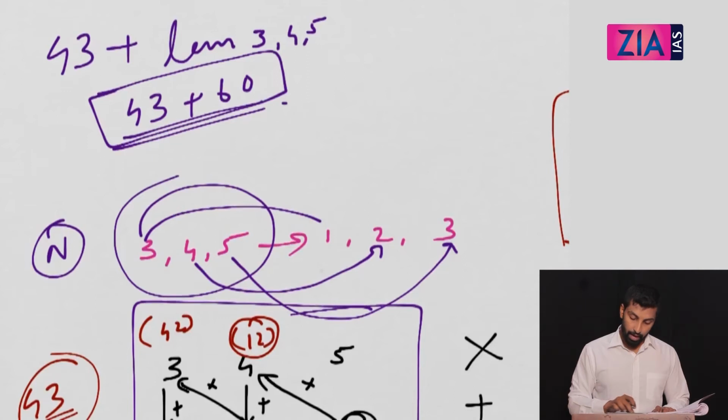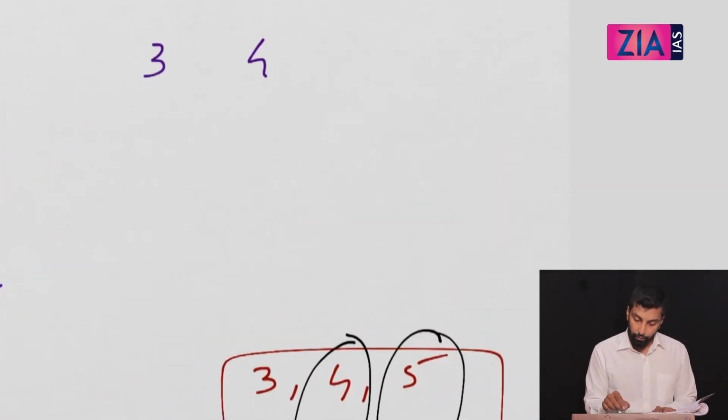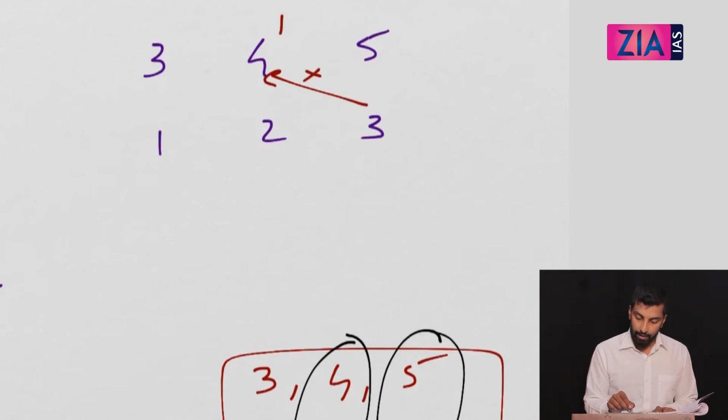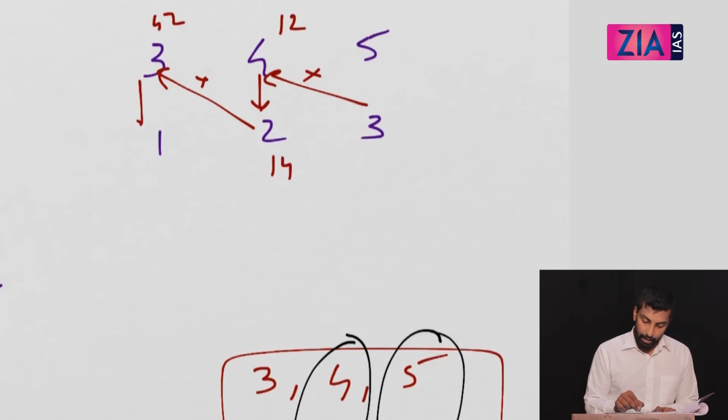You got the answer? Okay. So how will you get it? 3, 4, 5, 1, 2, 3. What you do? Diagonally you multiply and vertically you add. Diagonally you multiply, right? And vertically you add. So you get 43. That is the first number.